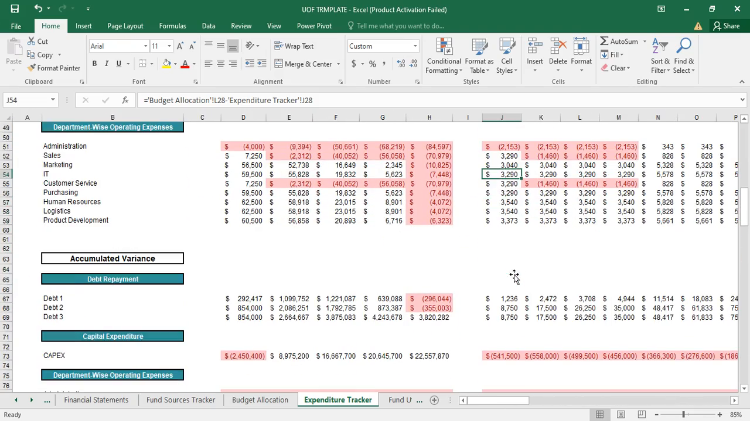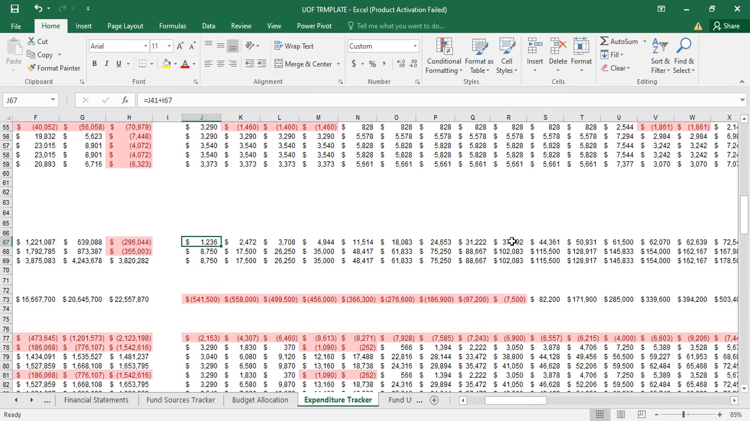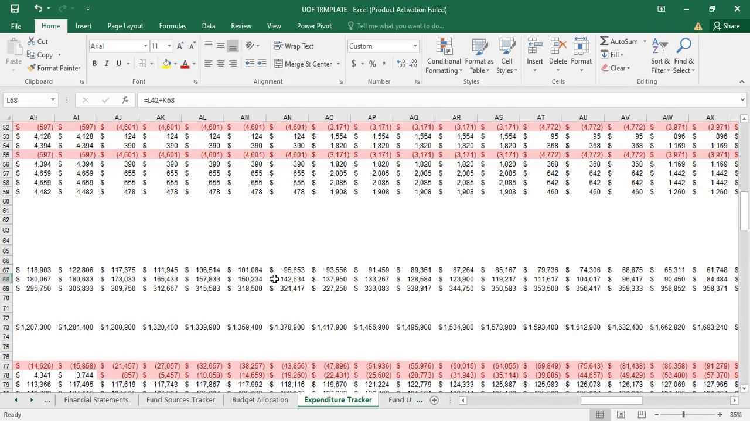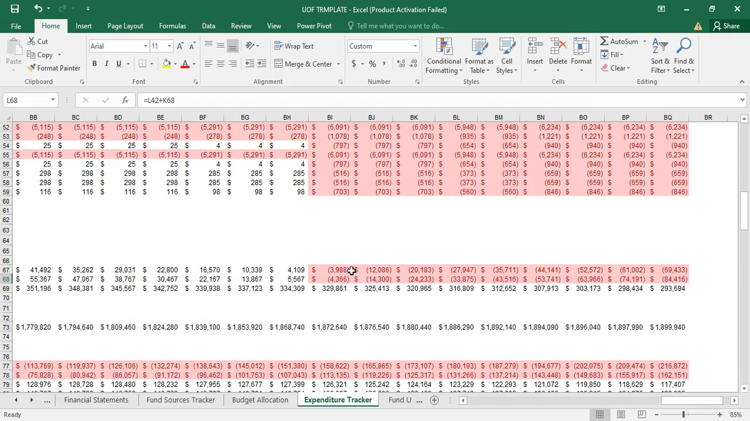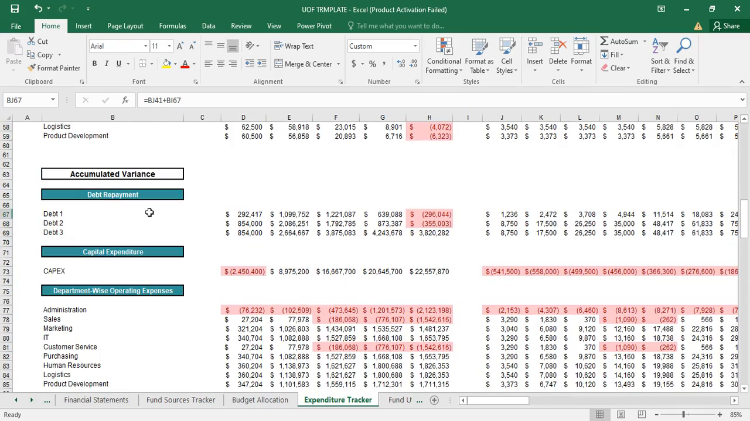Next is our accumulated variance. Here we have calculated how our surplus budget is adding up to the next month so that we can see where our actual variances are located for each of the budget categories.